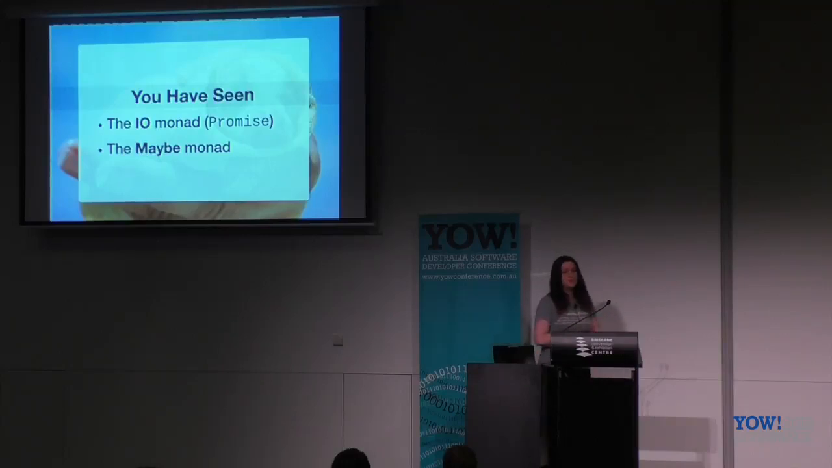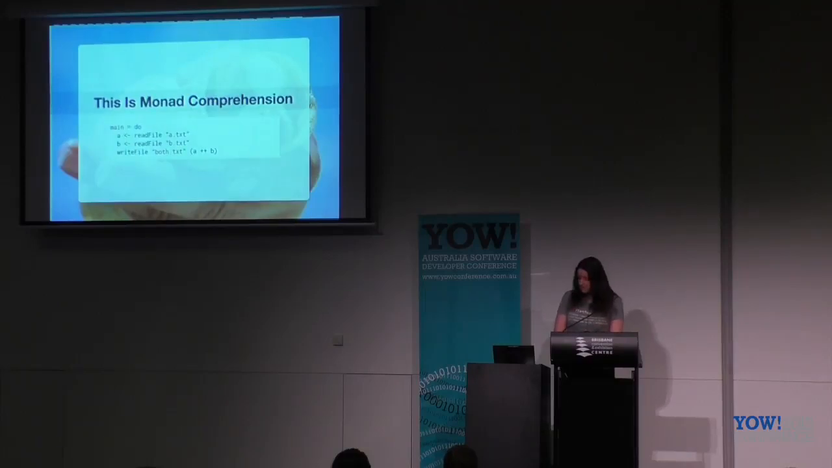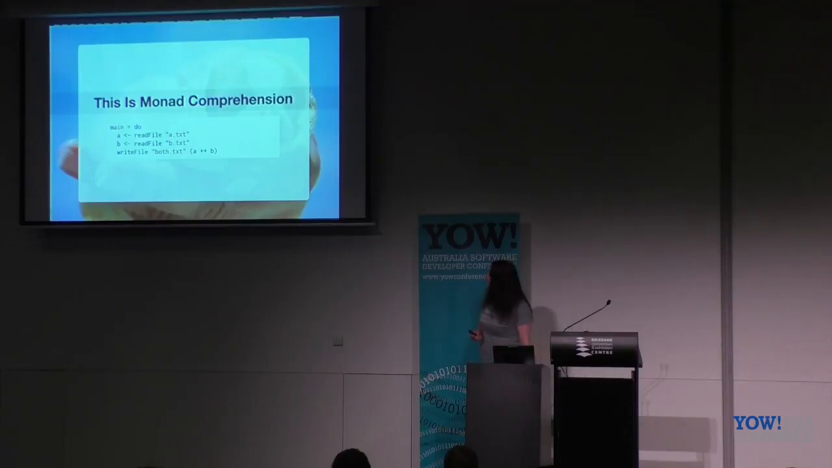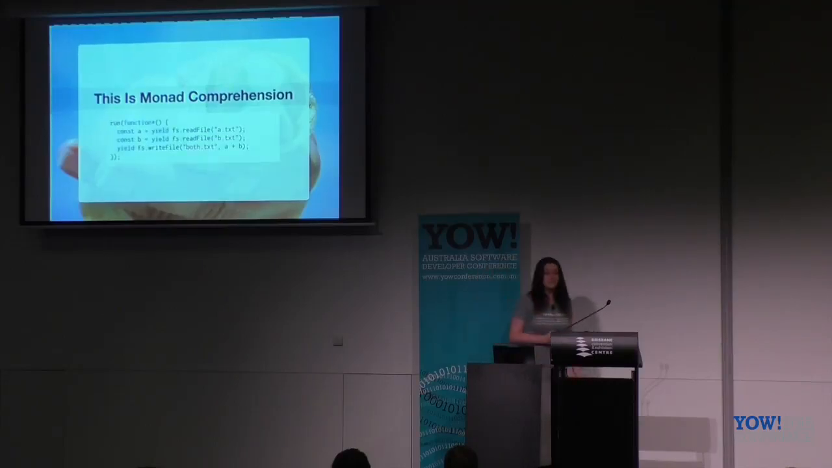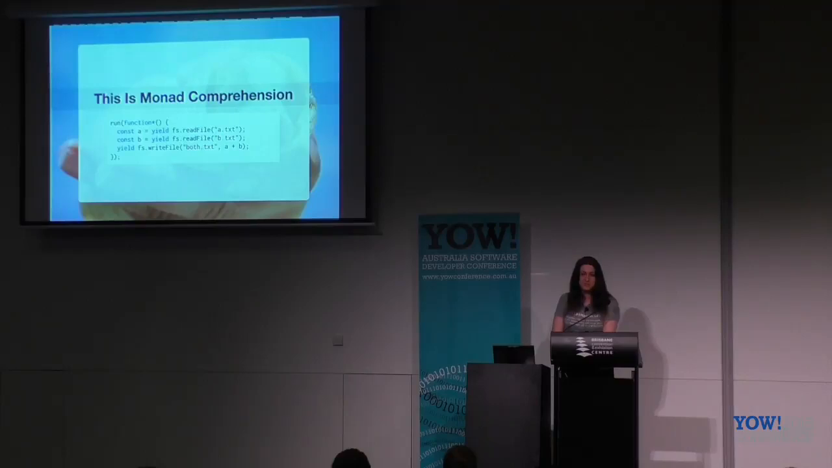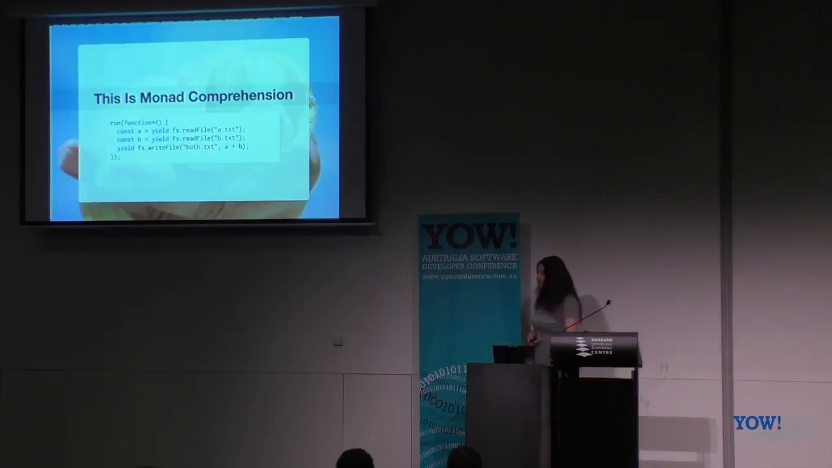That was my weird little maybe thing, though the maybe monad is slightly more useful. And this is monad comprehension in Haskell. This is monad comprehension in JavaScript, if you can believe it. It's exactly the same principle. Just using that thing shaped like a promise, and we're using the run function and a convenient coroutine to get the same effect.